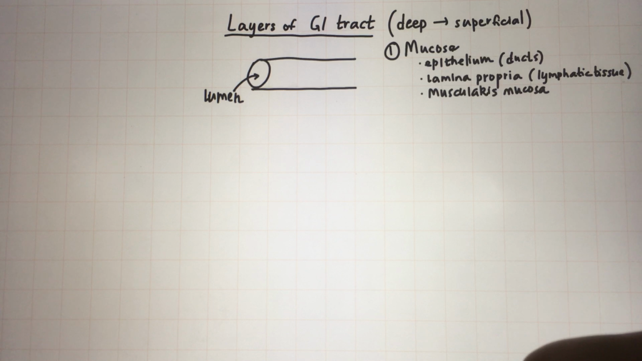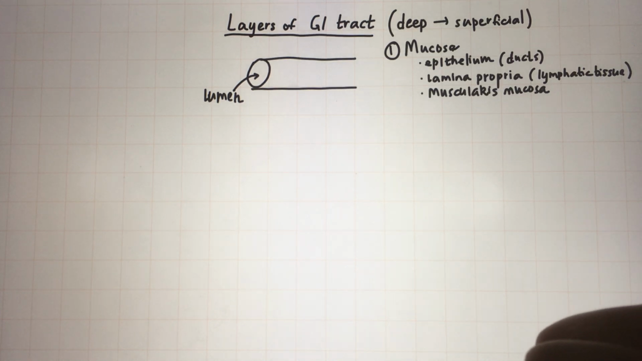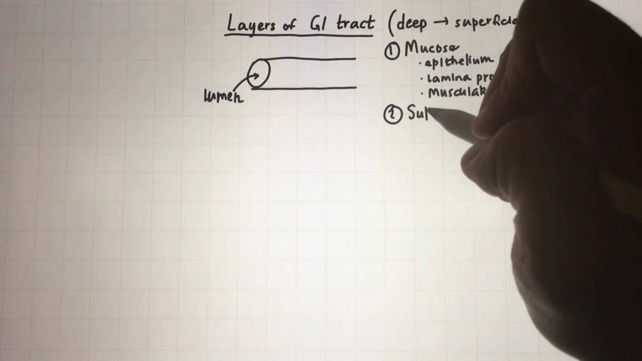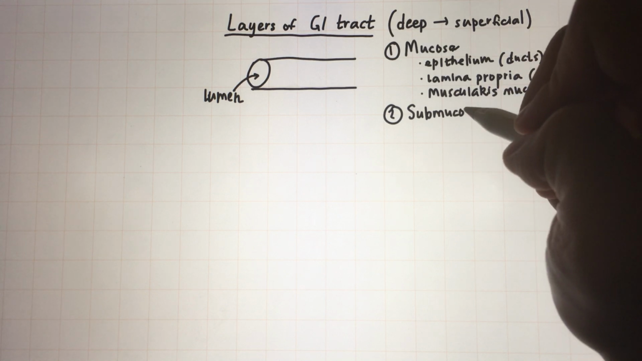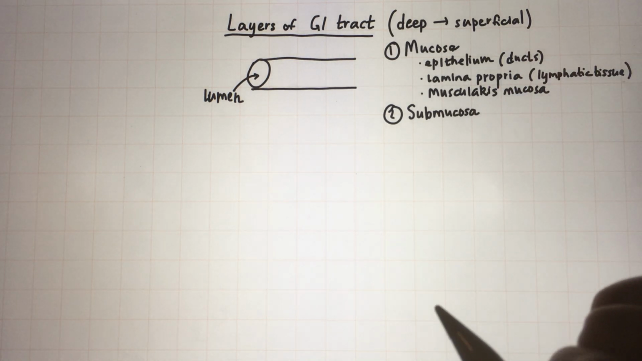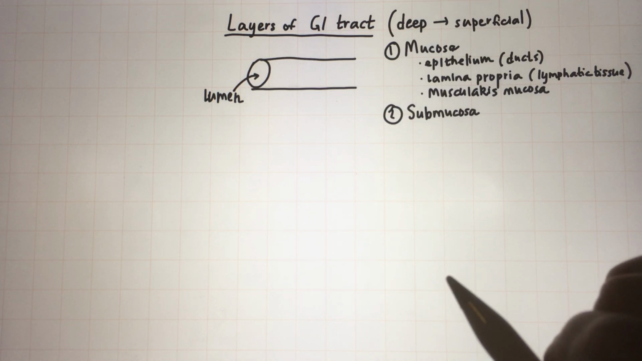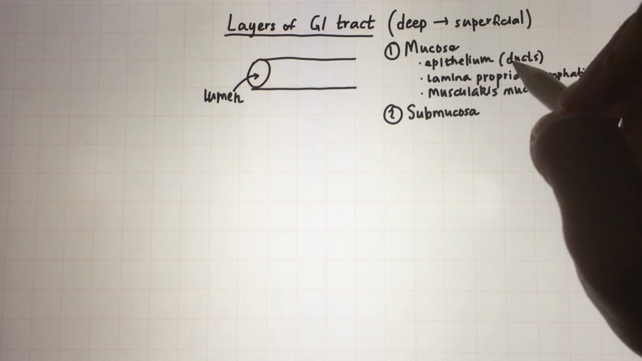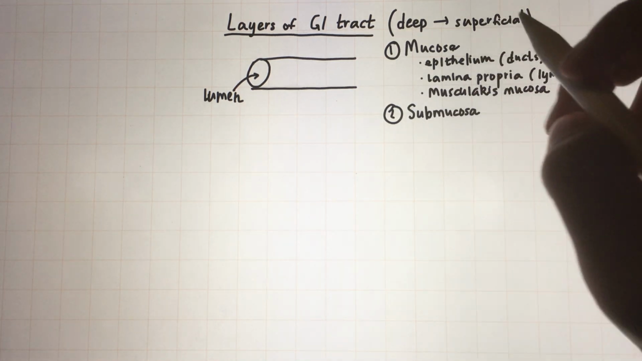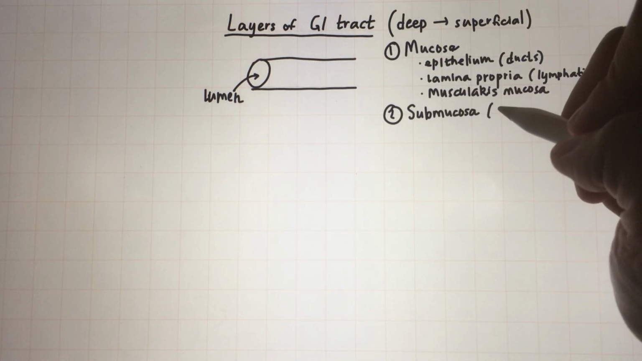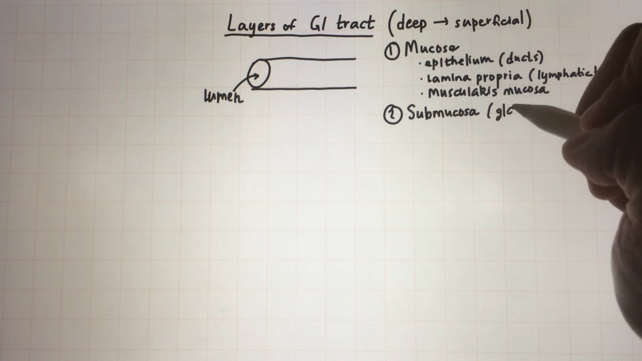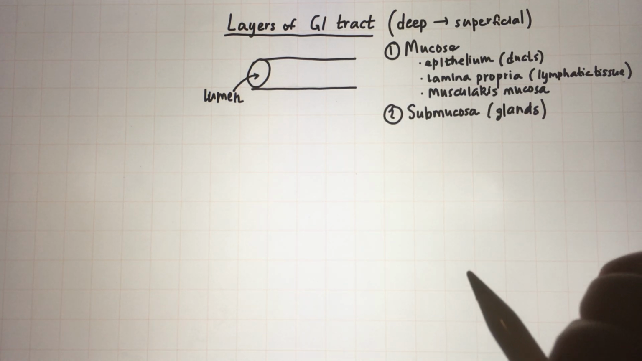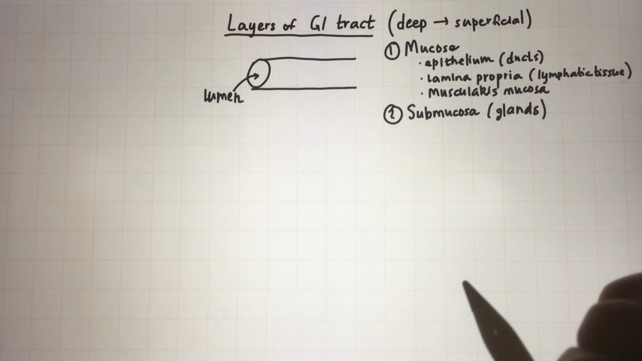The next layer of the GI tract, more superficial to the mucosa, is called the submucosa. That means under the mucosa. Now, this layer is made out of connective tissue, and it contains the glands that have their ducts open into the lumen of the GI tract. So it contains the submucosal glands. These glands produce things like mucus that moisturizes, coats, and protects the walls of the lumen.